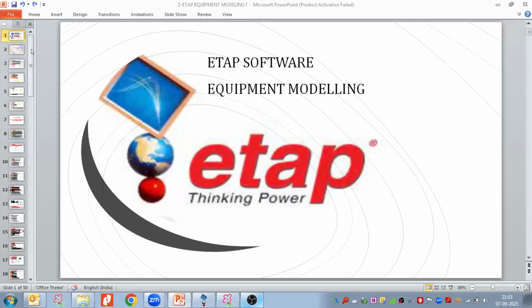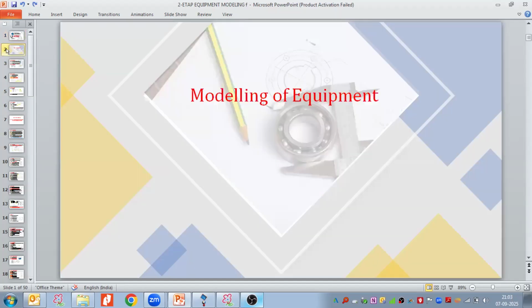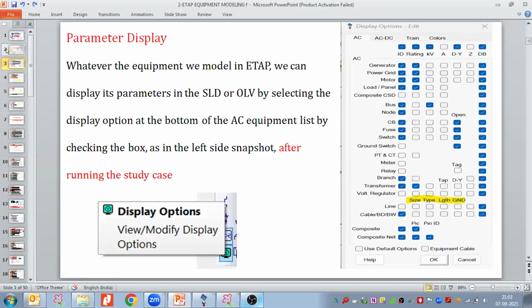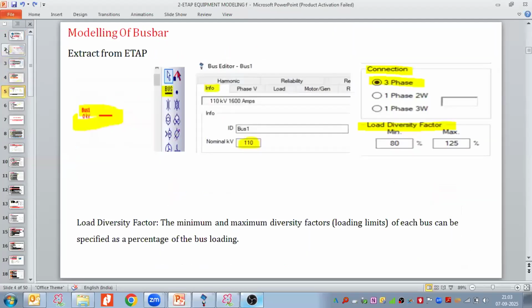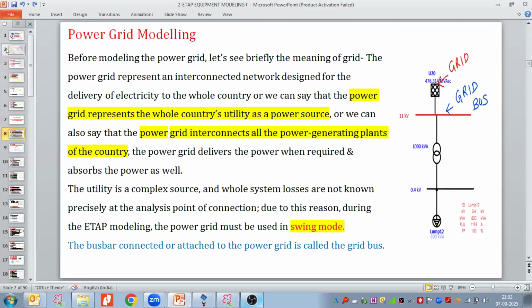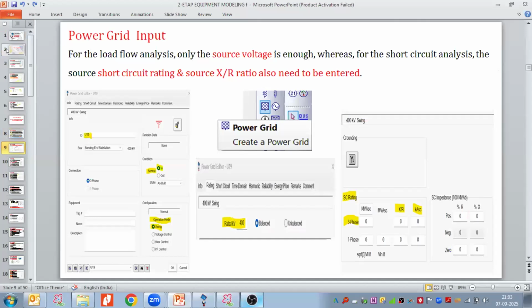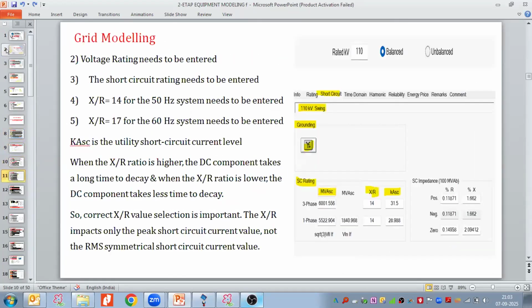Okay. So yesterday we started the ETAP topic, and we discussed the ETAP software introduction, and thereafter we started the equipment modeling. In the equipment modeling, we discussed the bus bar modeling and the power grid modeling, right? So any doubt, any query from yesterday's class?